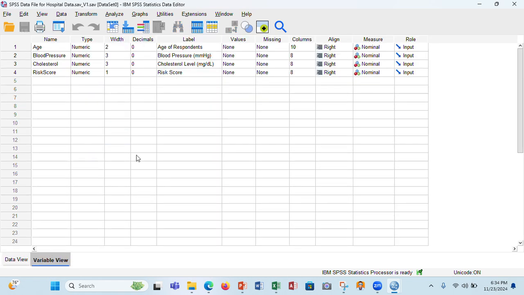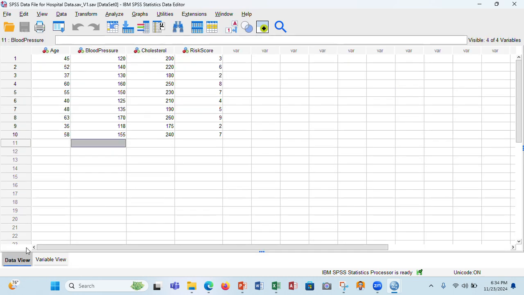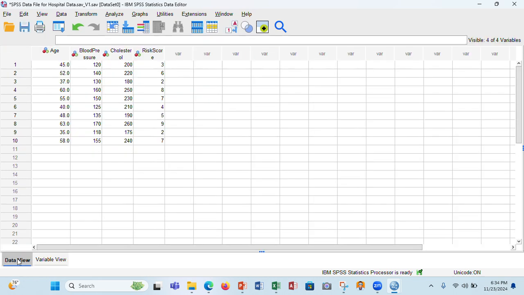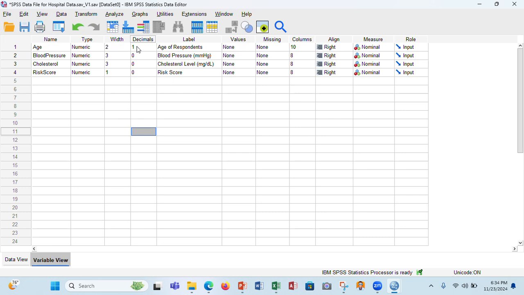Maybe someone may ask a question: what if I want the decimal places to be more than 0? If your data has decimal places, for example, if your age was point 1, point 2, point 3, the decimal place would be 1. That means your age here would be shown as 45.0, you will see points. But then you don't want to interpret age in decimal places like that.